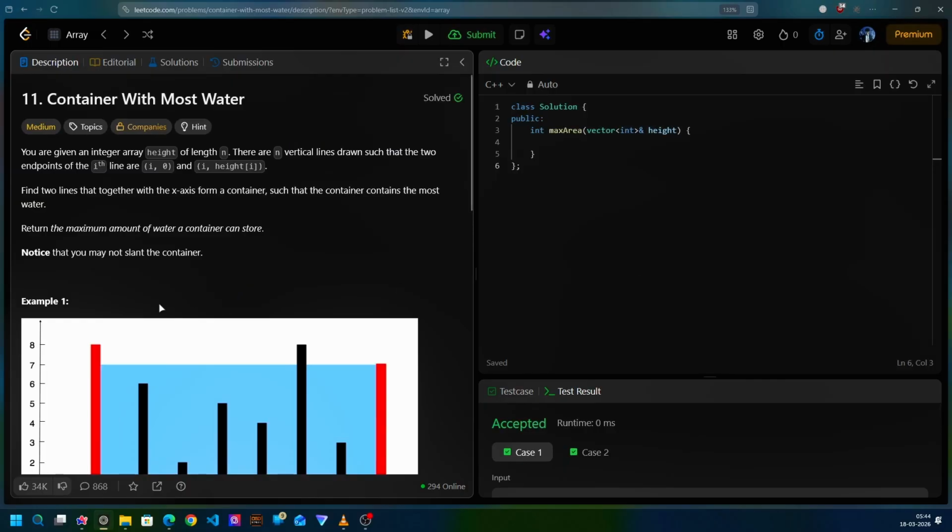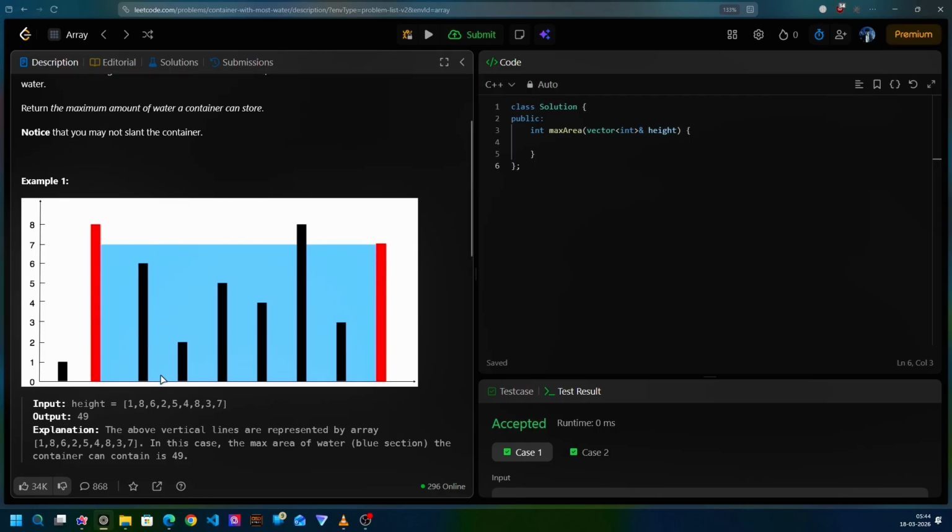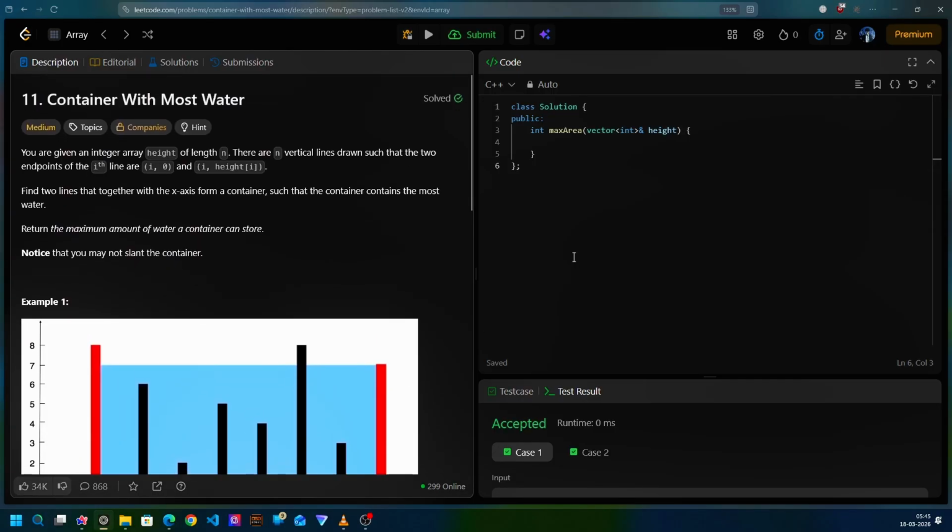Okay, so this is our question. Here you can see this is our example, where you can fill the water till this pillar, and the difference will be these gaps, and every gap is of the difference 1. Okay, so let's write our code.